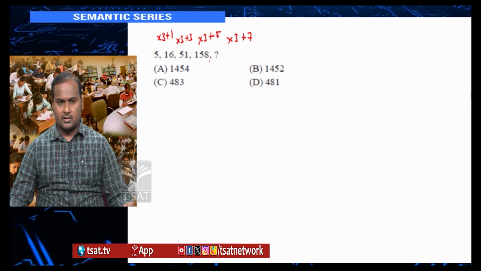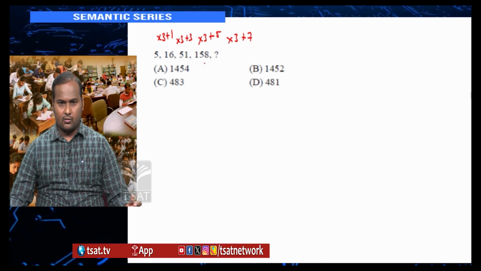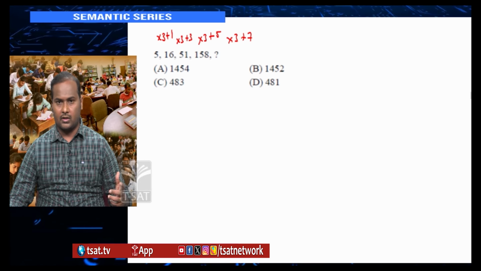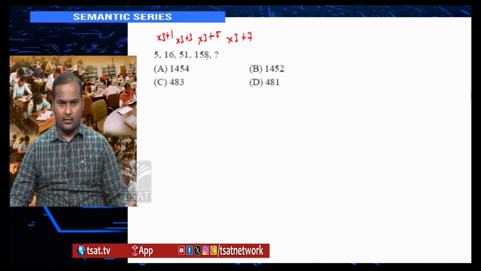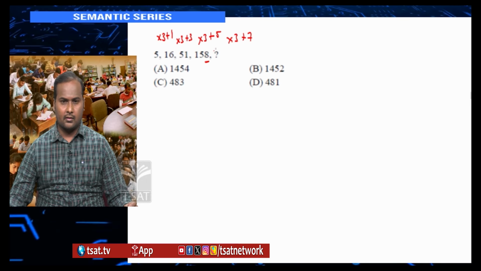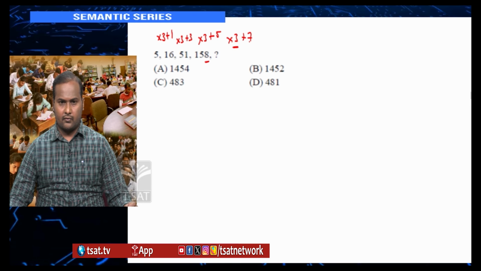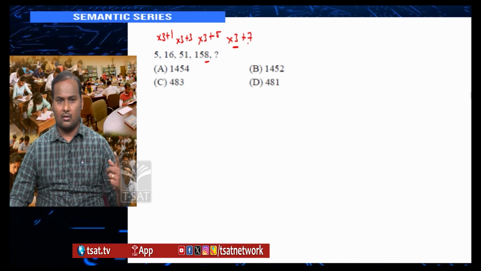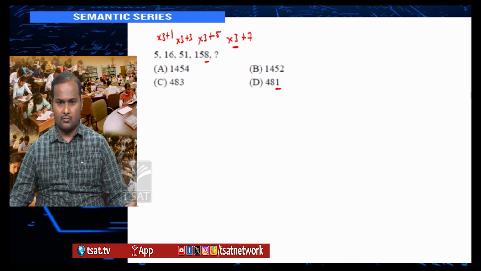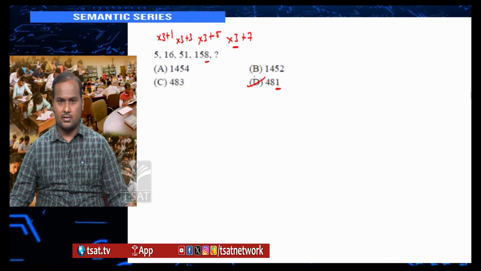See, in this case, to get the answer very fast, I need not do complete multiplication. For example, take this first number, that is 8. 8 3s are 24 plus 7. 24 plus 7, the last digit will always be 1. So check where is the 1? 1 is in the last one. So your answer is D.